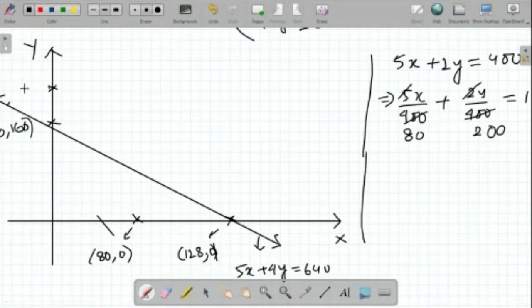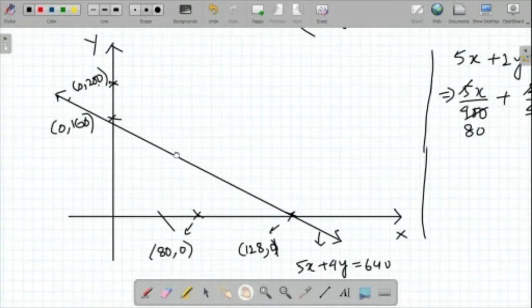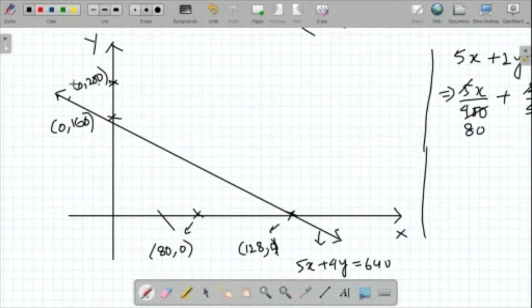This point is 0 comma 200. So the region will be above, right? Now we have to join this line. Okay, let's join this line.